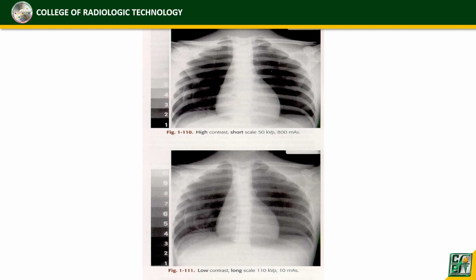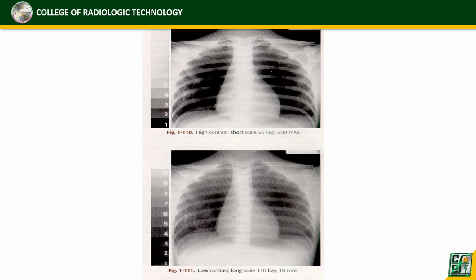On the other hand, sa baba, we have a long contrast, long scale. So marami siyang shades of gray. Makikita natin na some parts of the lung field are black in color. Some have lighter gray shades, di ba? So that is a long scale.